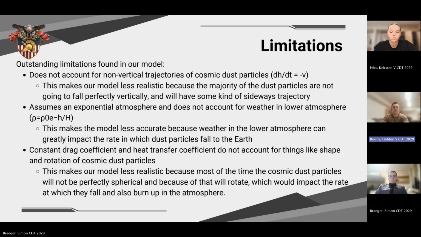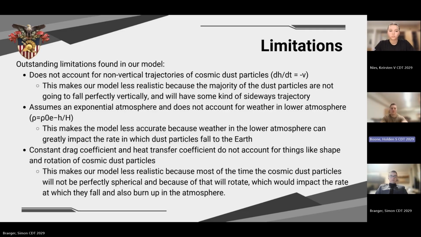Some of the outstanding limitations found in our model, right? So obviously the first one, and probably the biggest one, is that our model does not account for non-vertical trajectories of cosmic dust particles. You can see this in one of our model equations, which is dH/dt equals negative v. So it's only assuming that all the dust particles entering the atmosphere are coming in at an angle that is vertical, or in other words, completely perpendicular to our atmosphere.